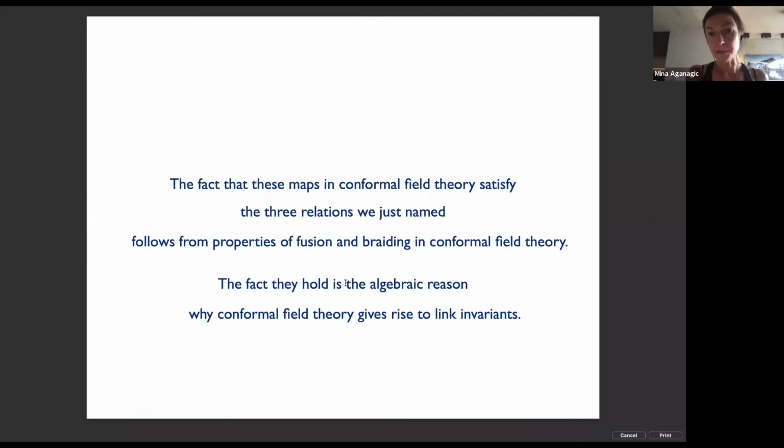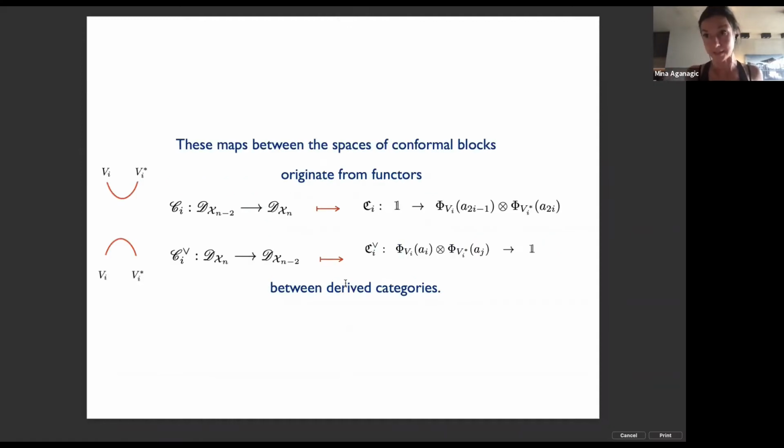Now, the fact that these maps in conformal field theory satisfy the three relations we just named follows from properties of fusion and braiding in conformal field theory. The fact that they hold is something one can prove, and it's the algebraic reason why conformal field theory gives rise to link invariance. It's obvious from the Chern-Simons theory perspective. It's not obvious from the conformal field theory perspective. Yet it has to be true, and indeed one can prove that it's true.